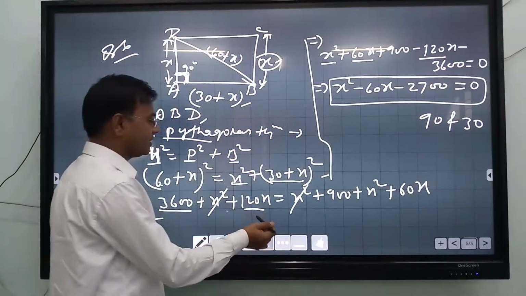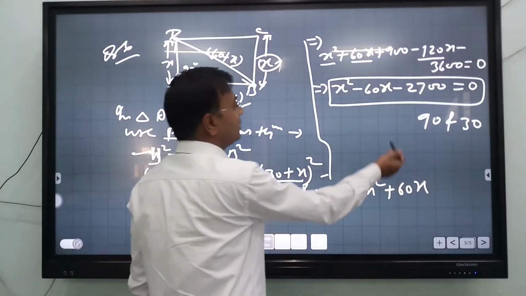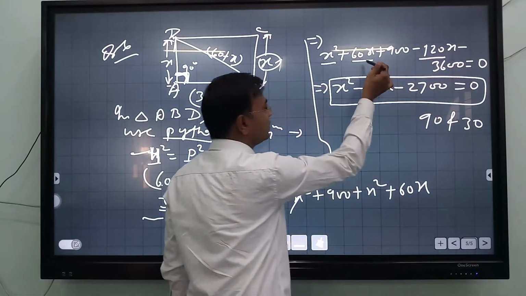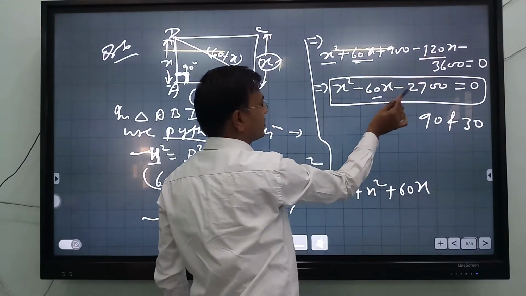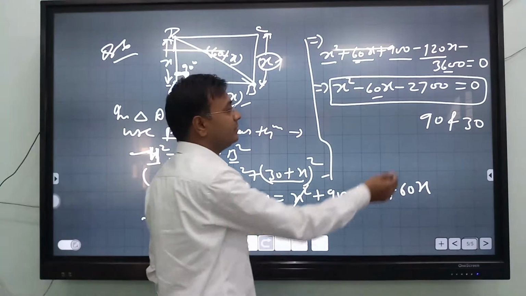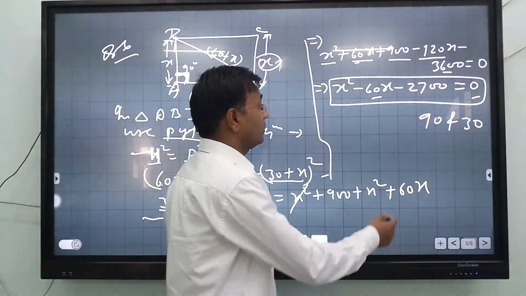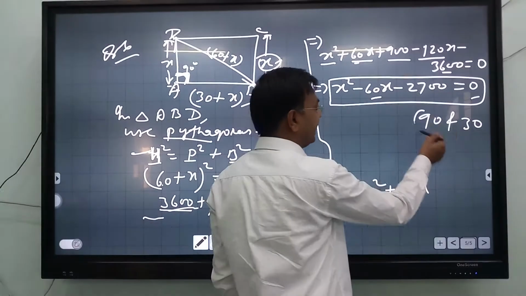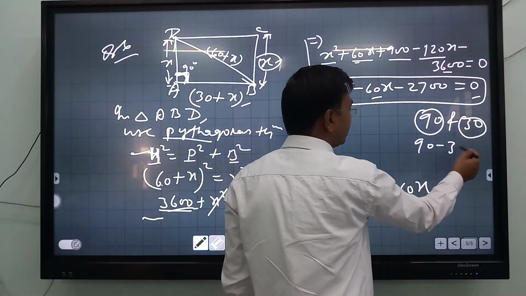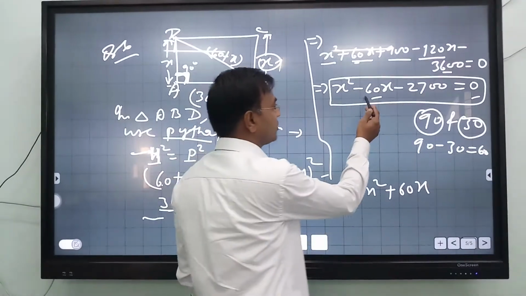And now transposing the 3600 and 120x to this side, we get sign change, minus and minus, equals 0. So 60x minus 120x gives minus 60x, and 900 minus 3600 is minus 2700 equals 0. Now we see that the product of 90 and 30 is 2700, and 90 minus 30 equals 60. Okay, so 60 is coming.